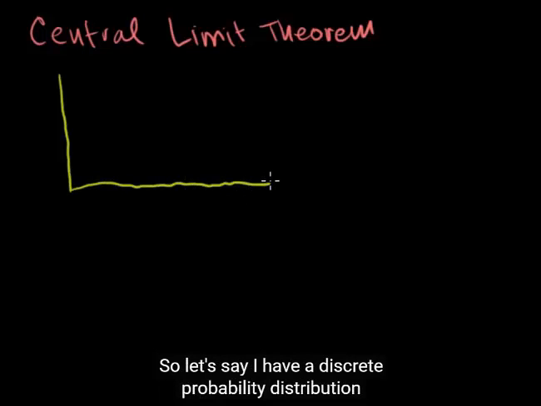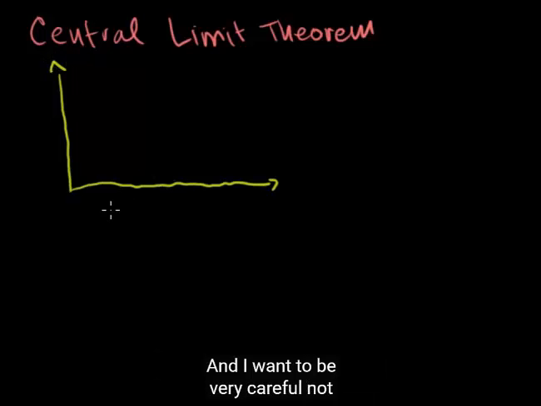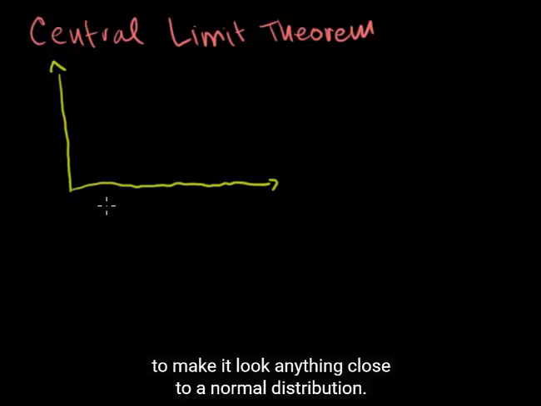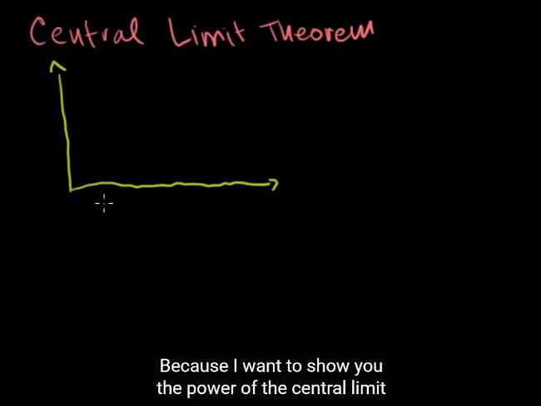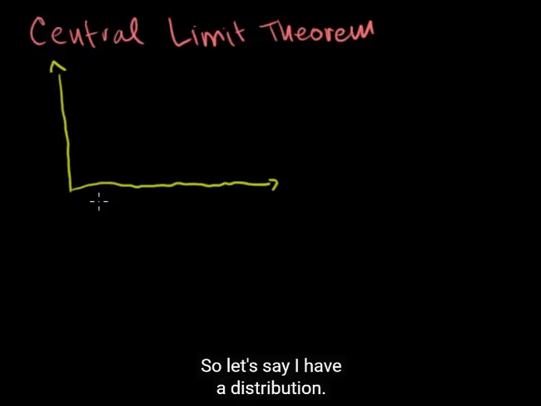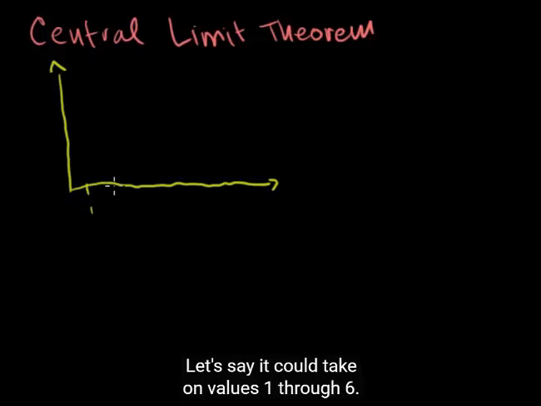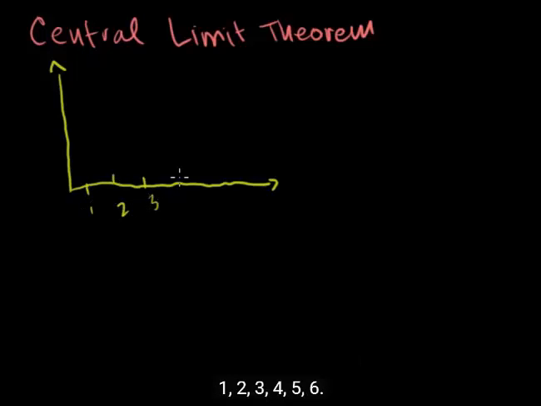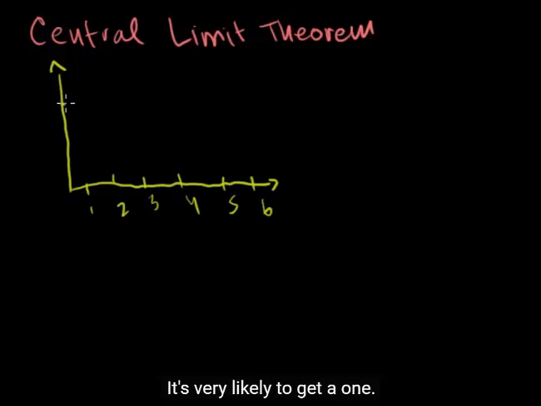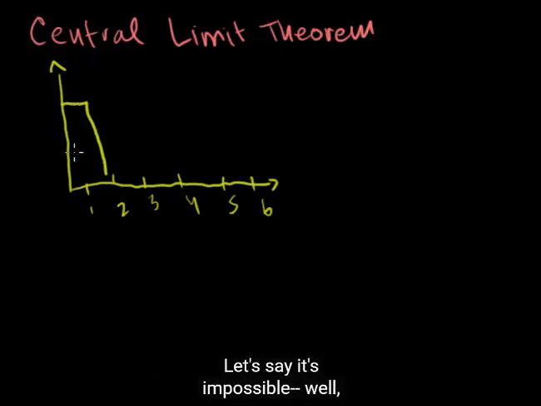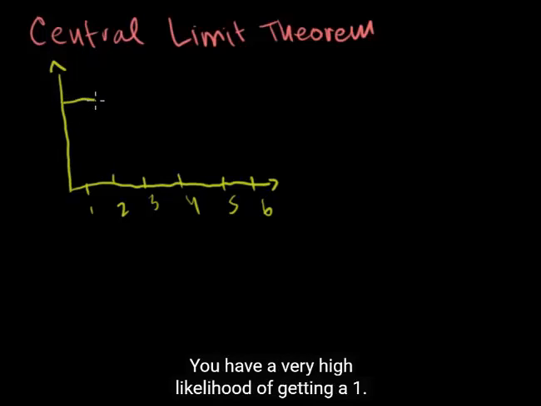So let's say I have a discrete probability distribution function, and I want to be very careful not to make it look anything close to a normal distribution because I want to show you the power of the central limit theorem. So let's say I have a distribution. Let's say it can take on values 1 through 6. 1, 2, 3, 4, 5, 6. It's some kind of crazy dice that's very likely to get a 1. Let me make that a straight line. You're very high likelihood of getting a 1.